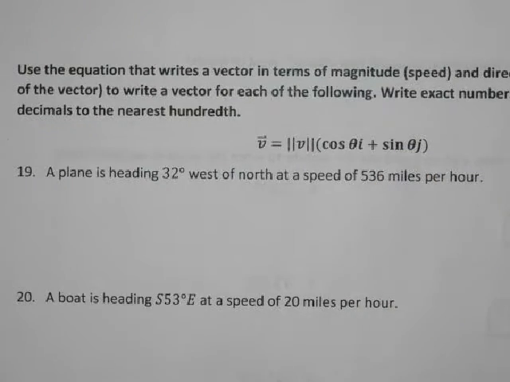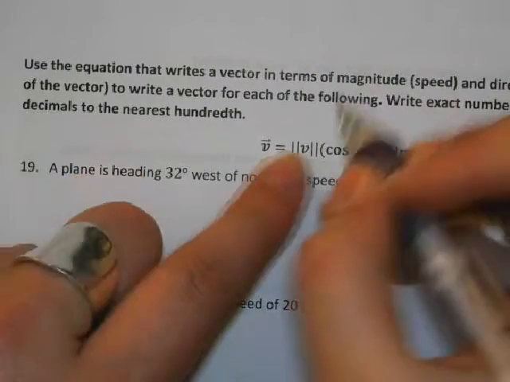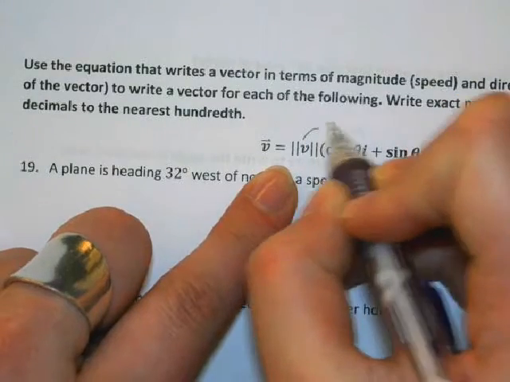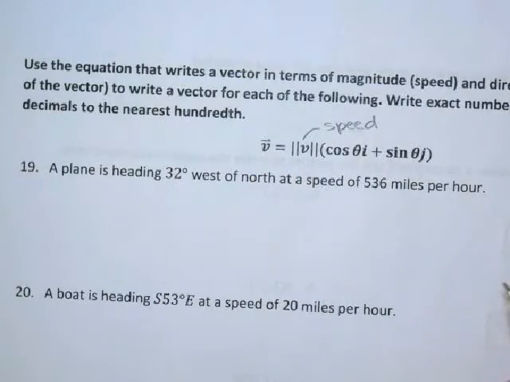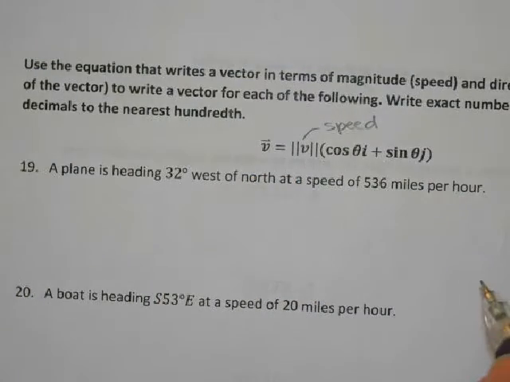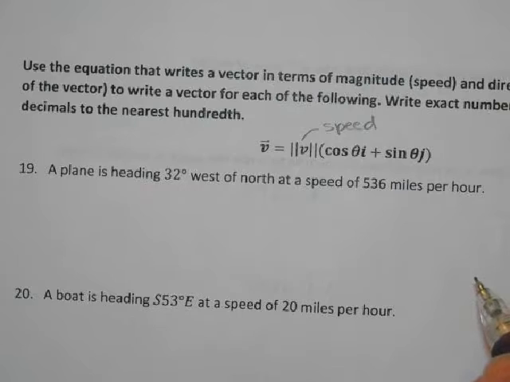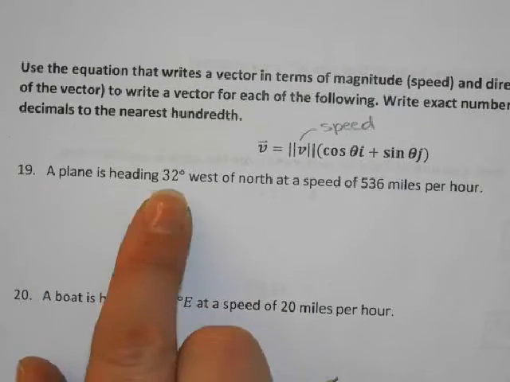So when we look at this, the magnitude for this type of problem is going to be the speed. So the magnitude of a vector can be speed in the case of objects that are moving. When you're talking about forces, it could be pounds of pressure. That would be a force acting upon the ground. You can talk about newtons if you're taking physics. Anyway, so we have a plane headed 32 degrees west of north.